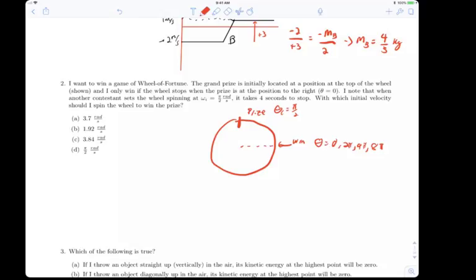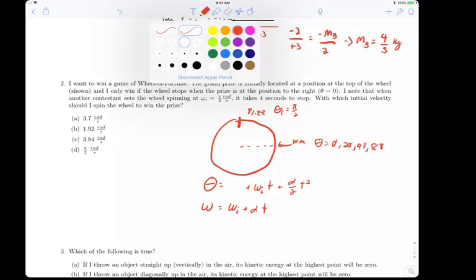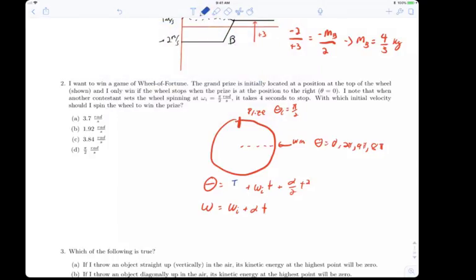All right, so this is a kinematics question. You know, your angular position is theta I plus omega I times t plus alpha over 2 t squared. Omega is equal to omega I plus alpha times t. Okay. So here's the things that I know. I know my initial position is pi over 2. I don't know what my initial velocity is. That's one of these guys.